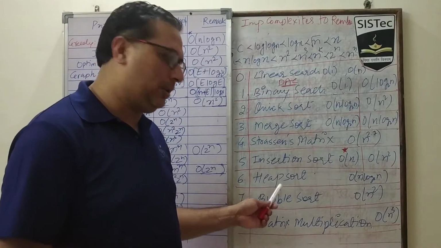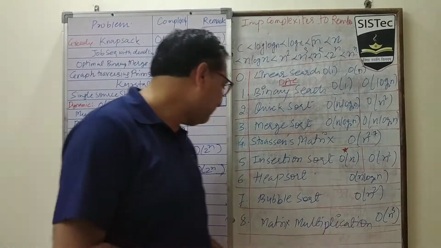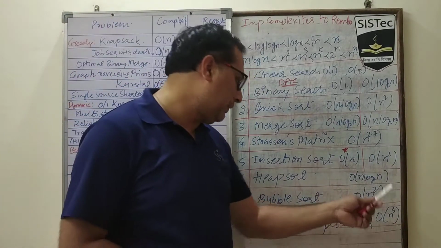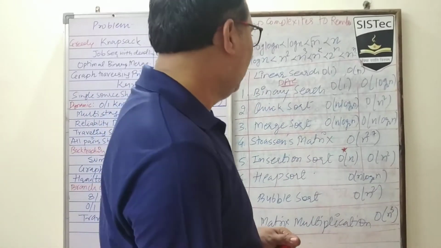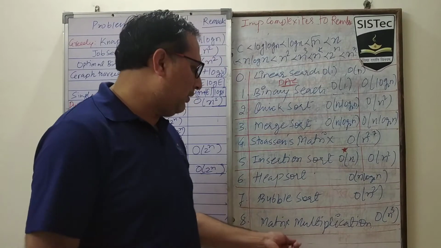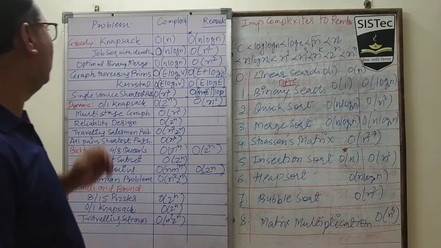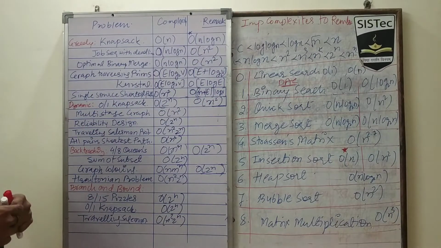Heap sort, in all cases, complexity is n log n. Bubble sort, big O of n square. Matrix multiplication I have already discussed. So up till now we have covered divide and conquer. Now move to some other complexities and important problems.